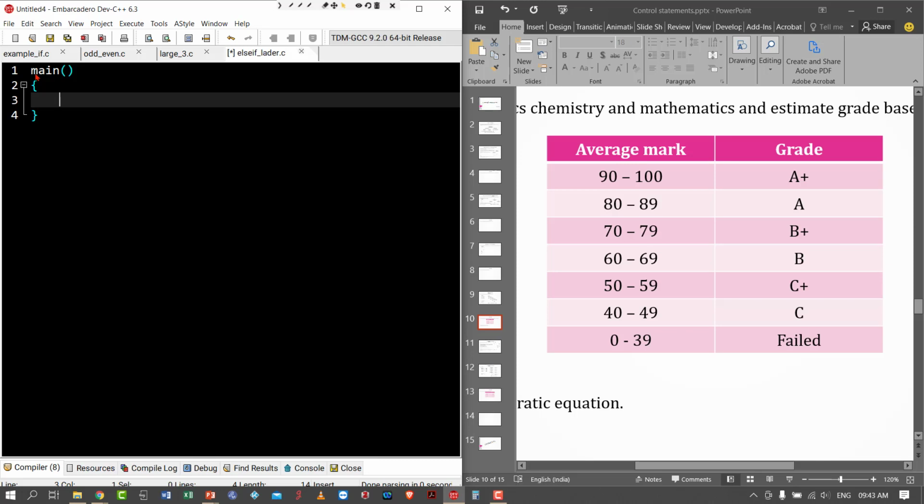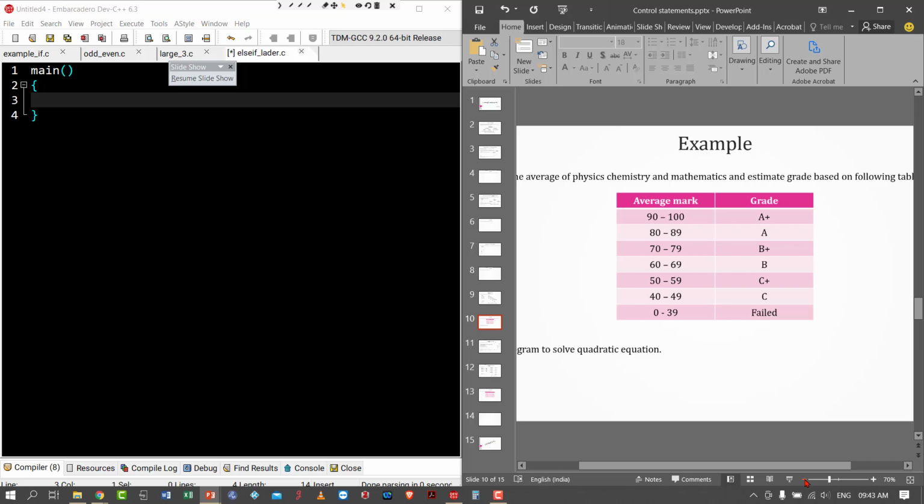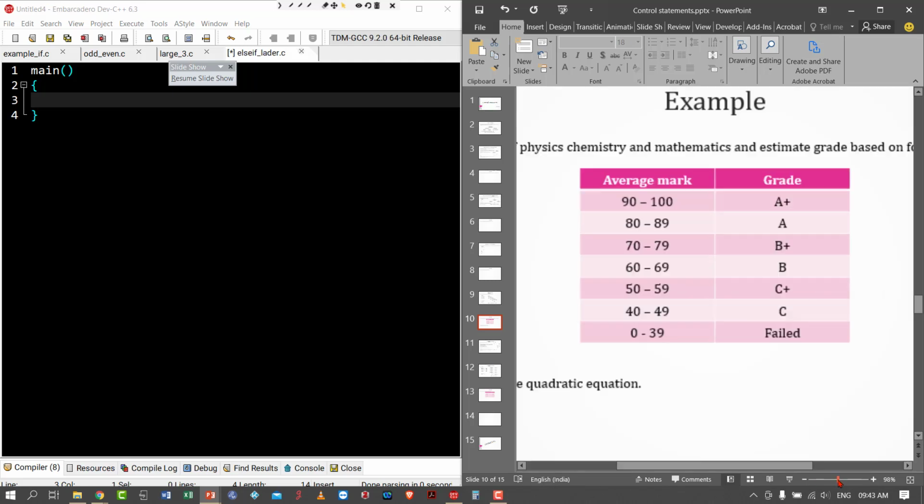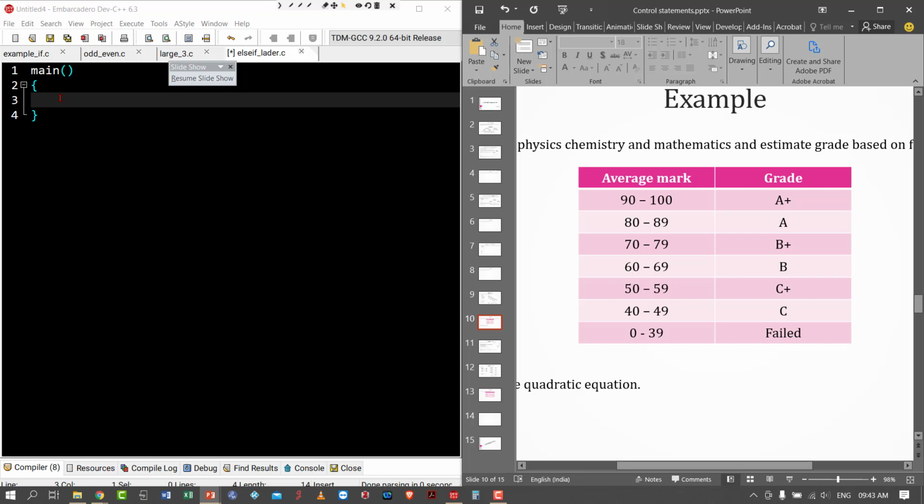Rishi Sagar, how many inputs will be here? What's the question? Calculate the average of physics, chemistry and maths. So how many inputs will be there? 3. Okay, very good. So I'm giving it as float. Okay, I will give it as int. P for physics, C for chemistry and M for maths.